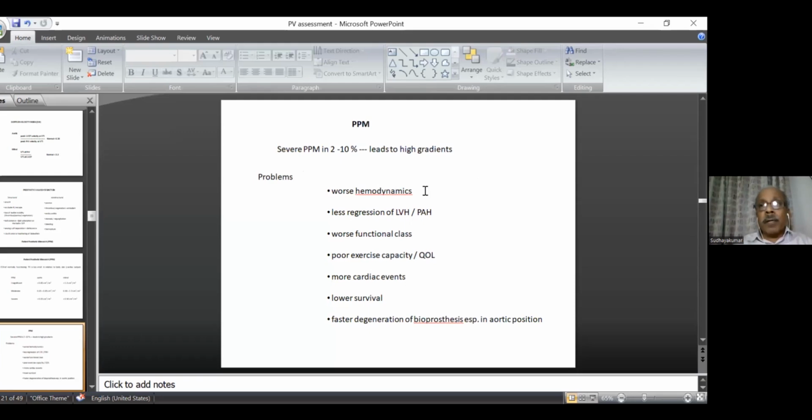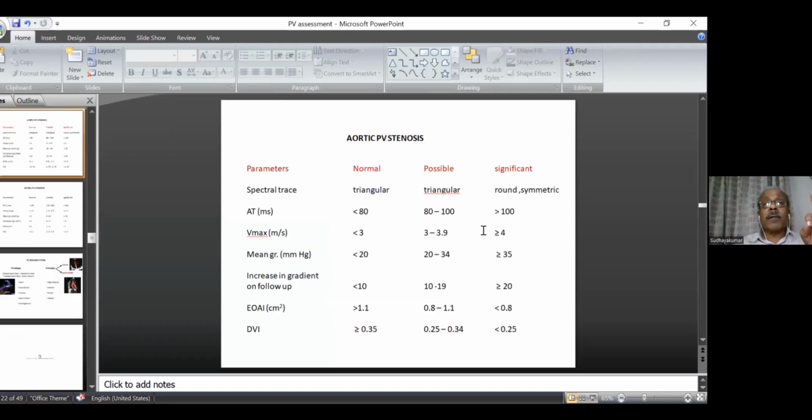Then the other problem, what are the problems of this? The hemodynamics become worse unrelated to other things. Other parameters are stable, but the hemodynamics is unfavorable. Less regression of LVH in aortic valve disease and PAH in mitral valve disease. Obviously, the functional class and quality of life will be poor. They develop more cardiac events, lesser survival, and faster degeneration in a bioprosthesis. So one should be extremely careful in selecting the size of the valve.